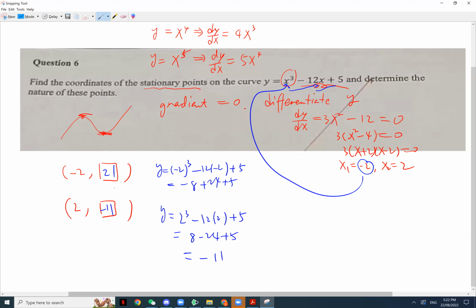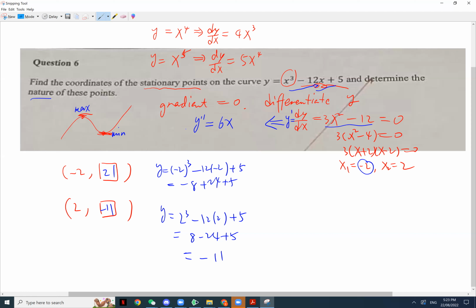Okay. But how we check? This is the nature. Nature just ask you, which one is the maximum? Which one is the local minimum? Yeah, how we do it? We do something called the differentiate again, double dash. If this one is called y dash, we need to find y double dash. And now, what's y double dash? Oh yeah, 6x. Very good. -12, the gradient just 0. So just 6x. X squared just changed to 2x.